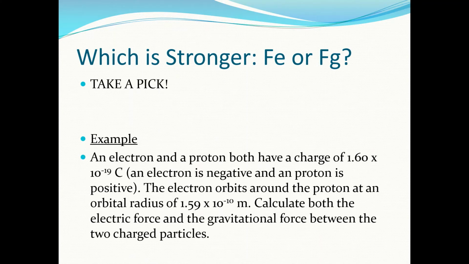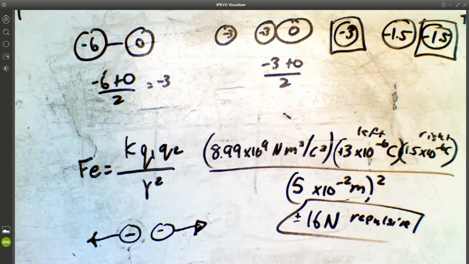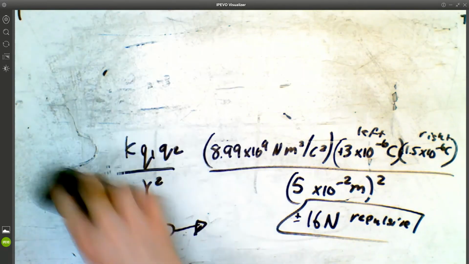An electron and a proton both have a charge, so they'd have an electrostatic force. The electron orbits around the proton at a certain distance. They both have mass, so they'd have a gravitational force. So what we can do is calculate the gravitational force and electric force and compare which one's going to be bigger and which one is going to be smaller, and let's take a look.